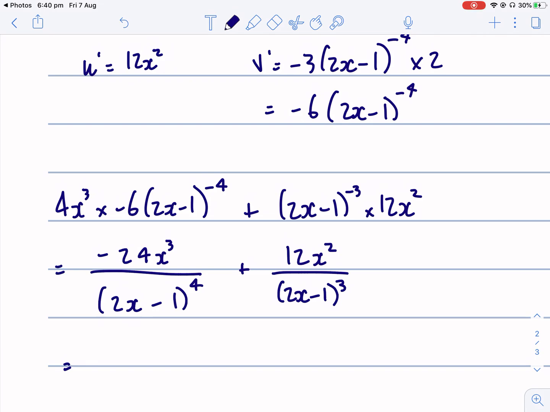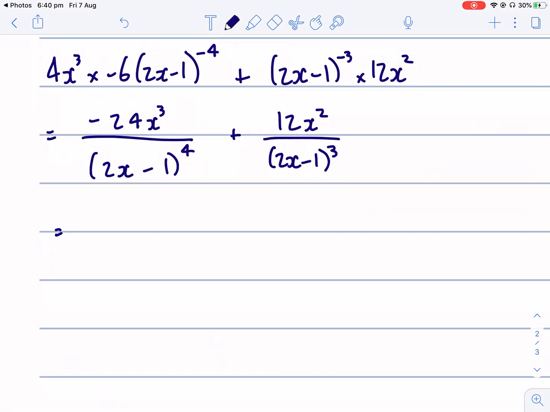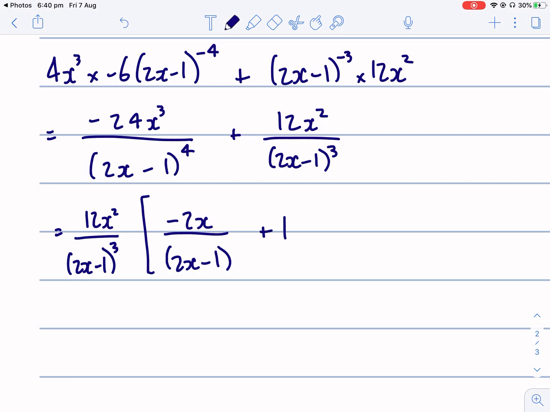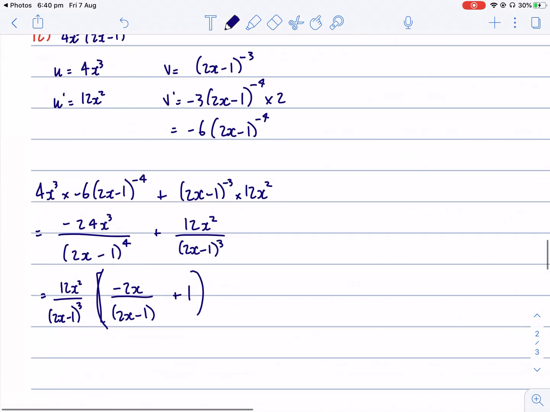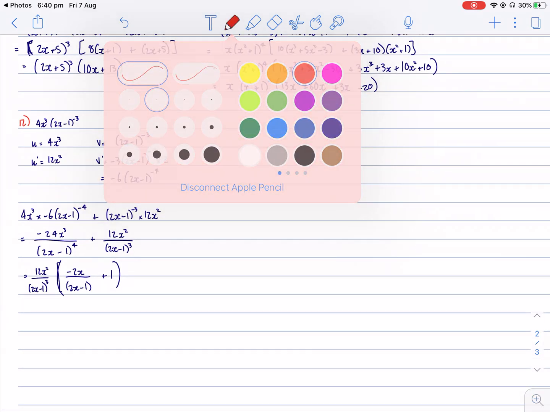Now that's going to give us, let's take the 12x squared on 2x, take 1 cubed outside of it. For this first one, we're left with negative 2x on 2x, take 1. Second one, we've got plus 1. And we can leave it like that, I believe. What question is this? 12. Oh, they left it. They didn't even bother with that second step. Okay, 13. See, I should have just done what I said.